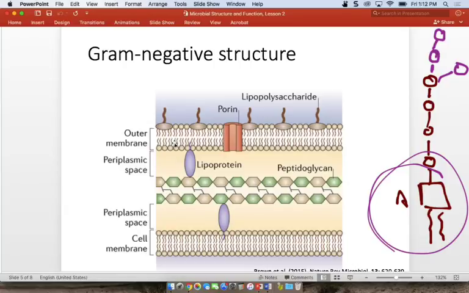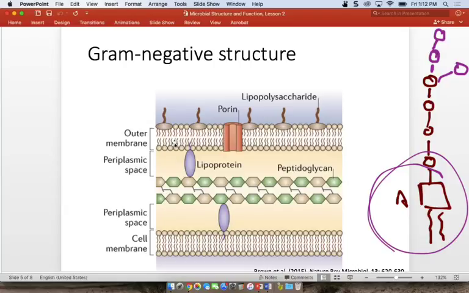Any other major differences? Obviously, the thickness of the peptidoglycan. Somebody, I don't know which class or which person it was, but in one of the wikis had put that on gram-negatives, the peptidoglycan makes up like 10% of the envelope, whereas on gram-positives, it makes up 50 to 90% of the envelope. So definitely a much bigger constituent part of the gram-positives. What's the last thing up here? One more feature that's unique to gram-positives.